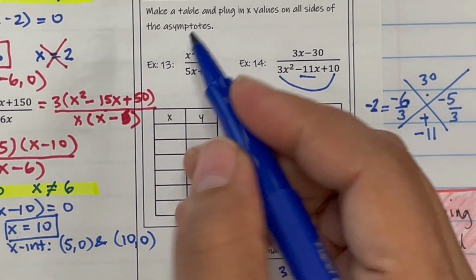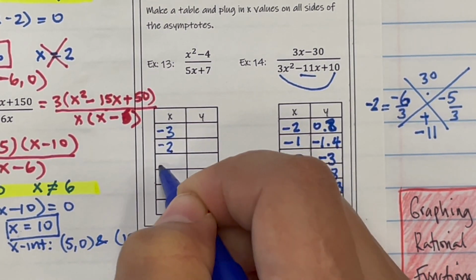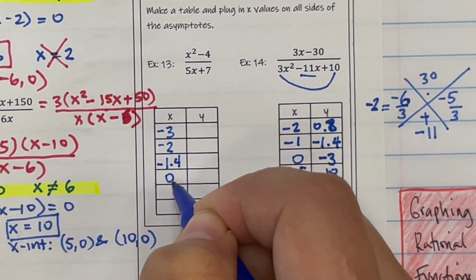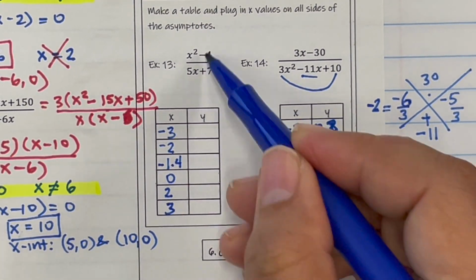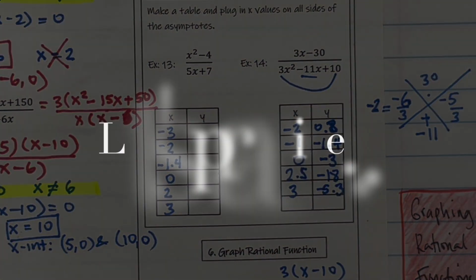All right, you're going to do the second one, but instead of doing the asymptote, I'm just going to give you the left and right. So plug in the following numbers I'm writing down into the function x squared minus 4 over 5x plus 7 and write down the y values. Let's practice.